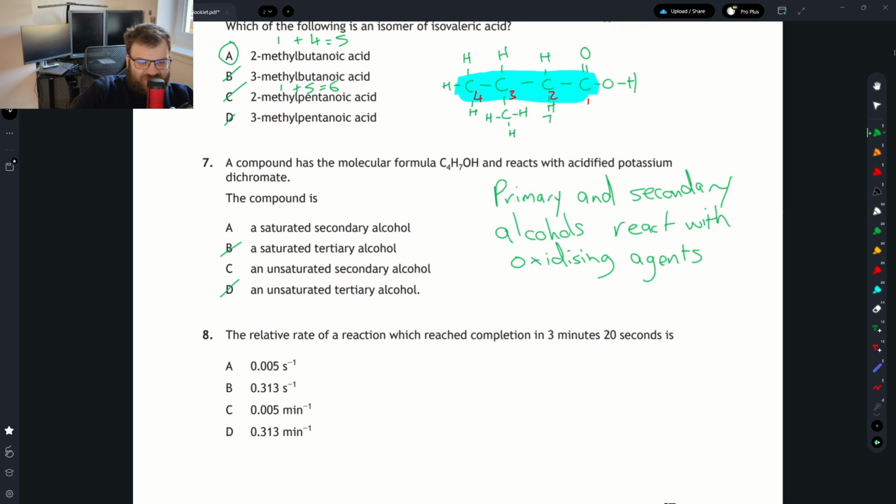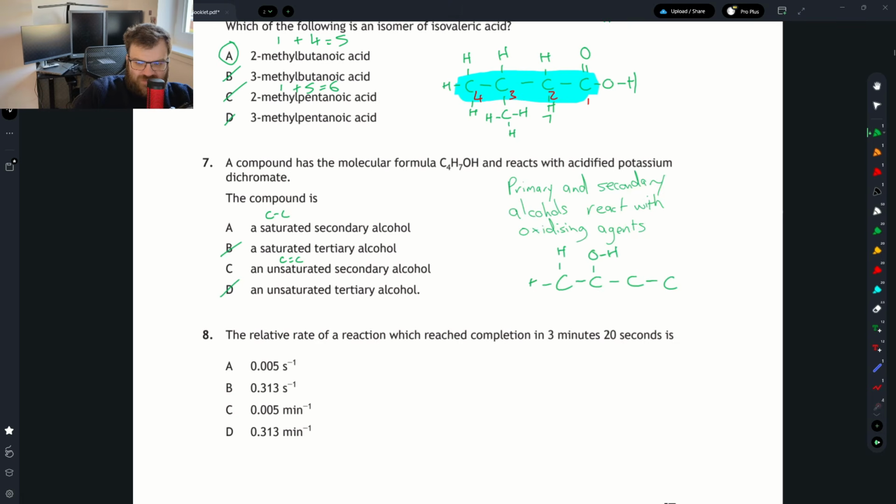To decide if it's got single bonds between carbons only, or it has at least one carbon-to-carbon double bond, we'll draw it out. If I draw out with all single bonds between the carbons, we would have something like this. And in this one, we have got C4, we've got 9 H's, as well as the OH.